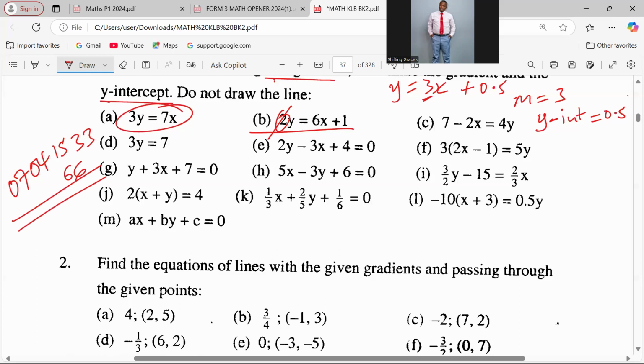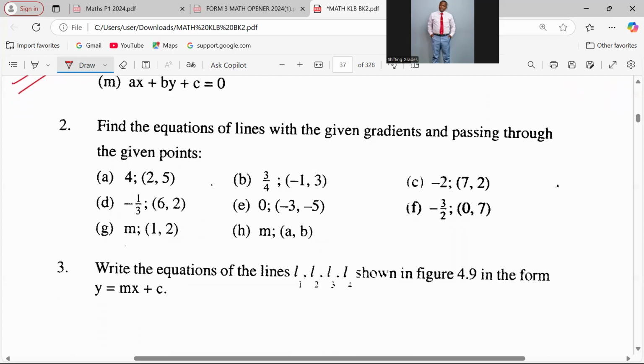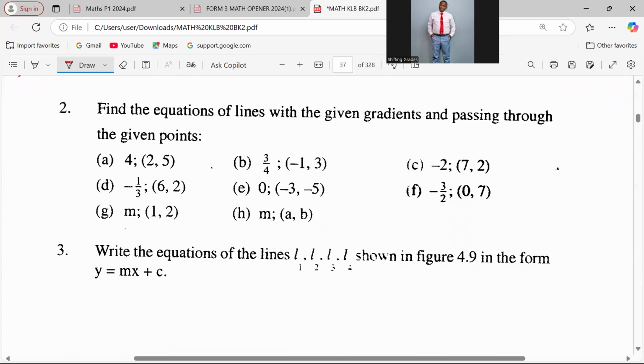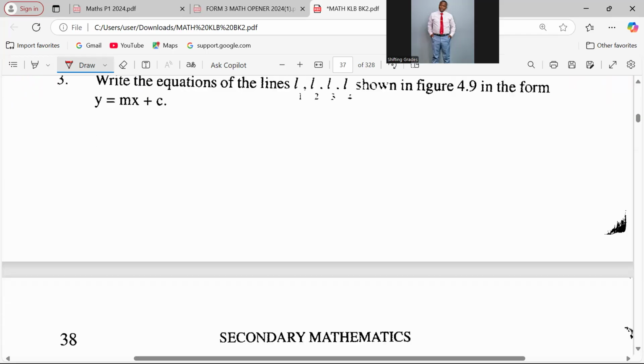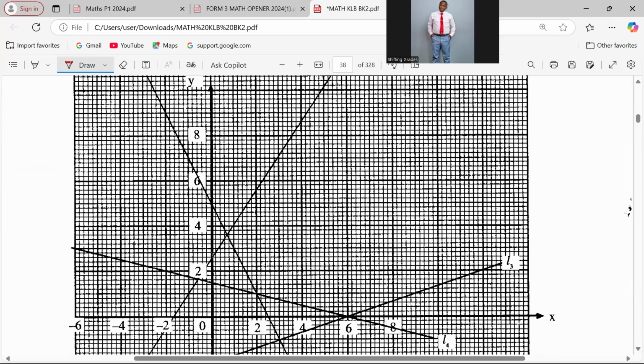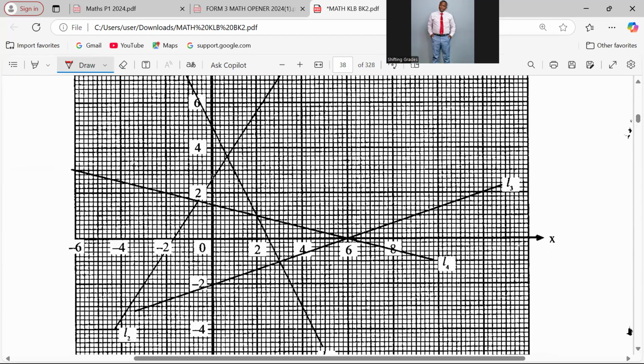You can continue with the upper part of the equations and find all those. Find the equations of the lines with the given gradients and the points. So we have a gradient and 1 point. We just need to let another point be (x, y), and you express. We have already done an example.